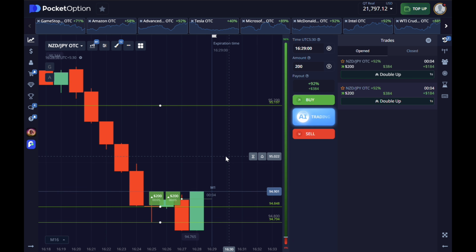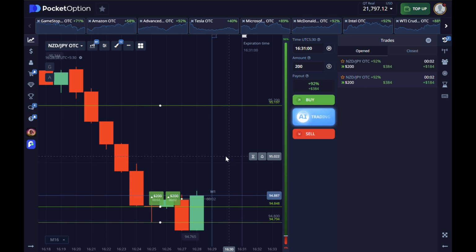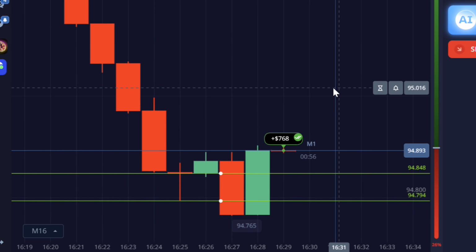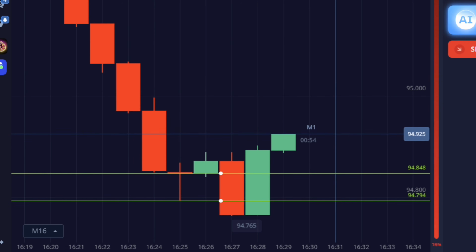So guys, let's wait a bit, and I think this trade too, no? Actually, both of my trades have been profitable, and this green candle formed here quite nicely.